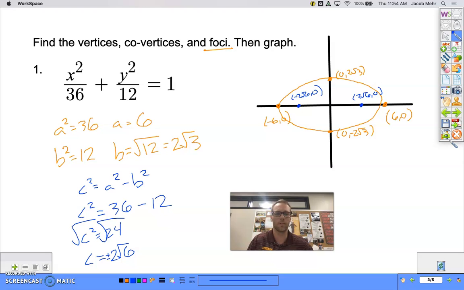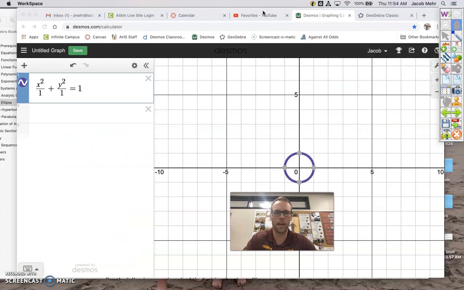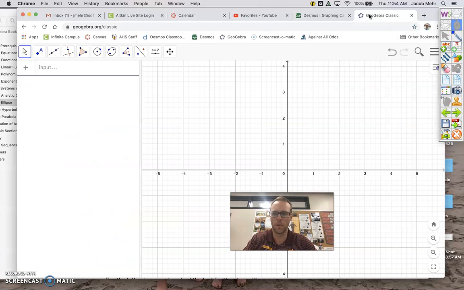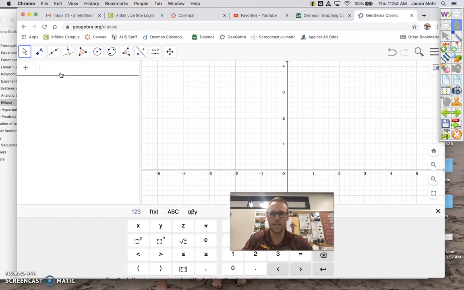We sketched a rough sketch of the graph. It doesn't look beautiful, but that's okay. Let's take this into using some of our technology to look a little bit more at the ellipse. So I'm going to go into GeoGebra actually. I'm not going to use Desmos for this one because there are some other things I want to do. And let's type in the equation of that ellipse.